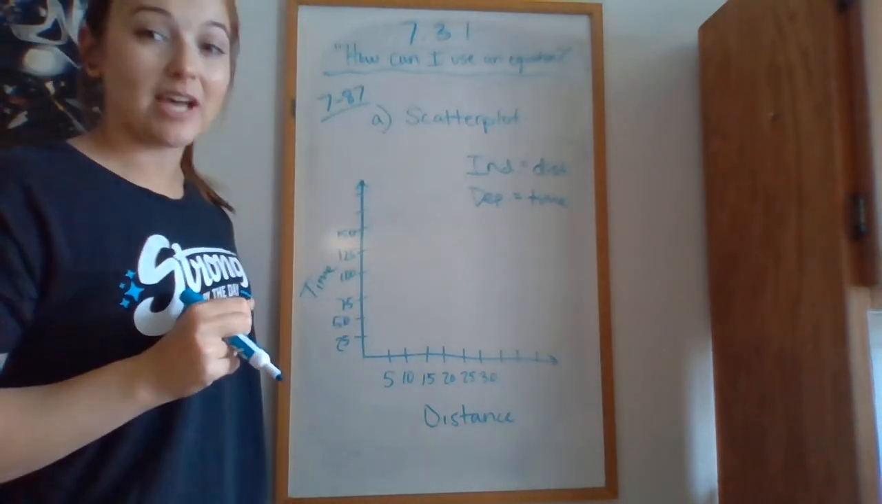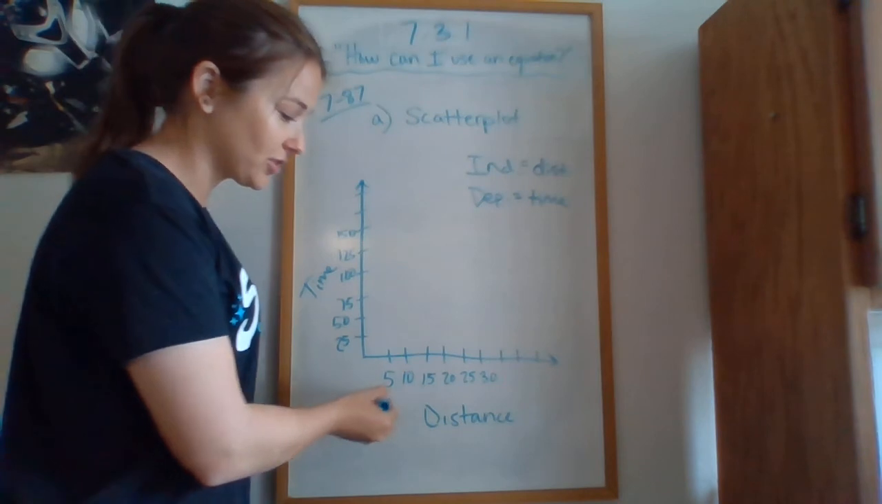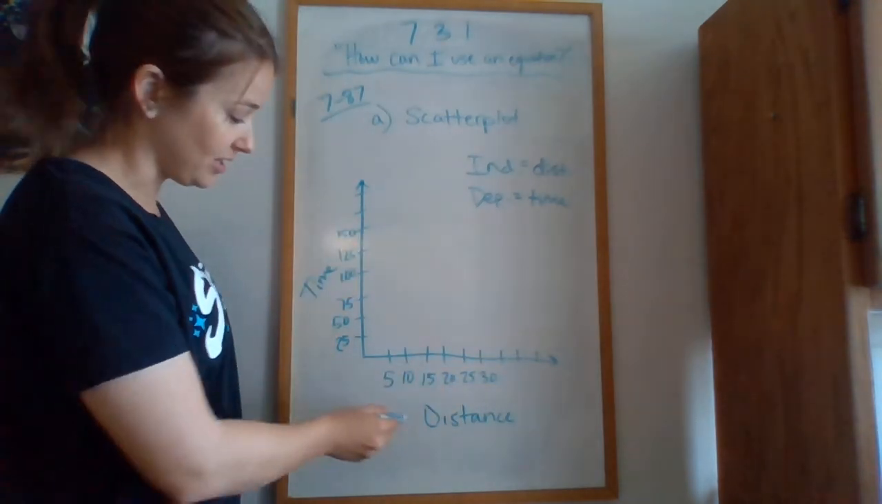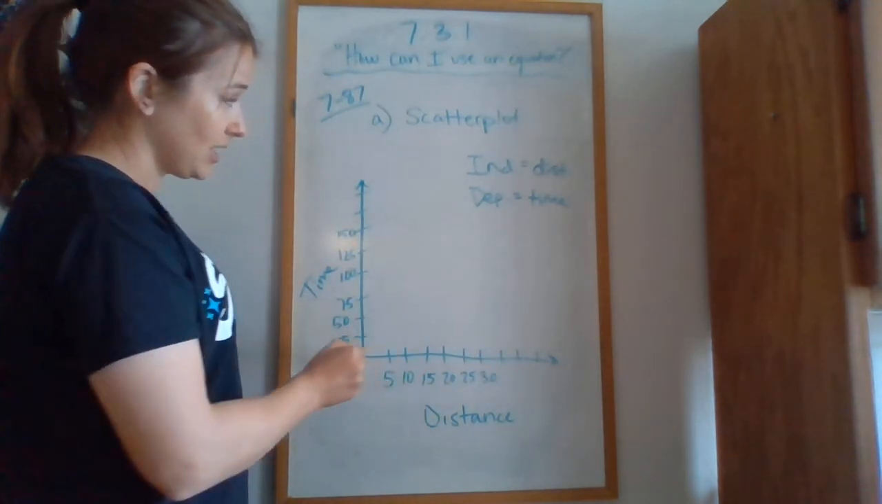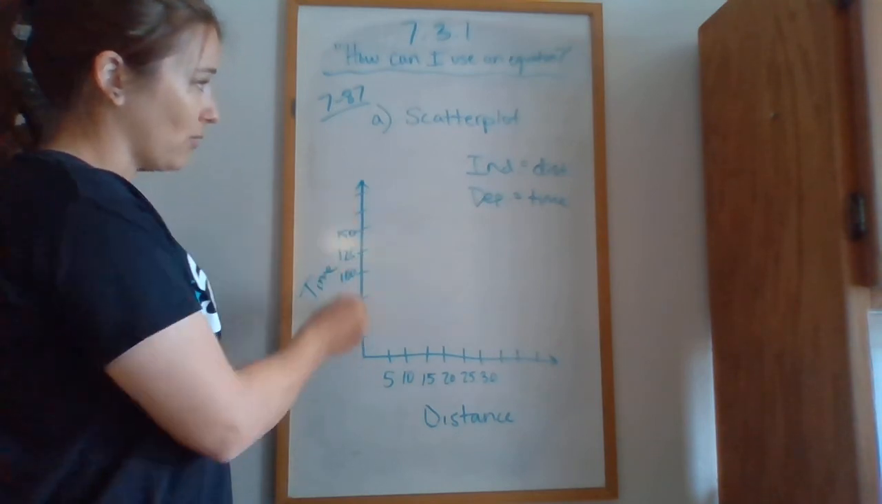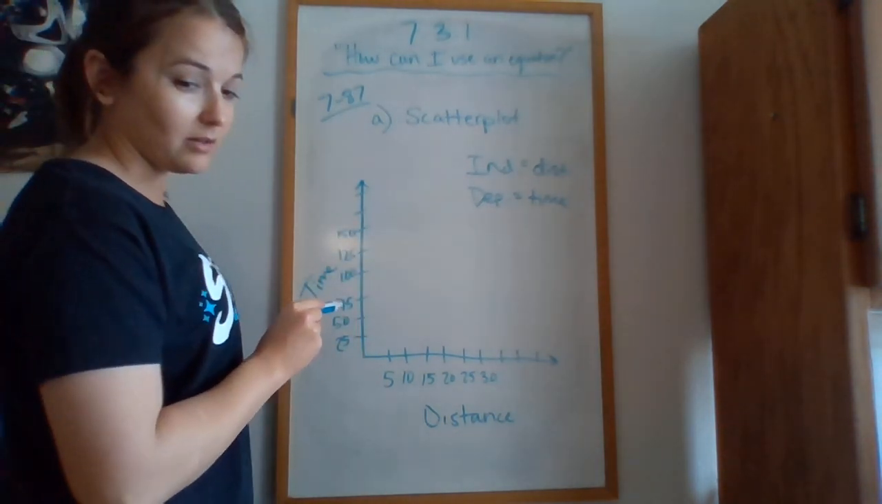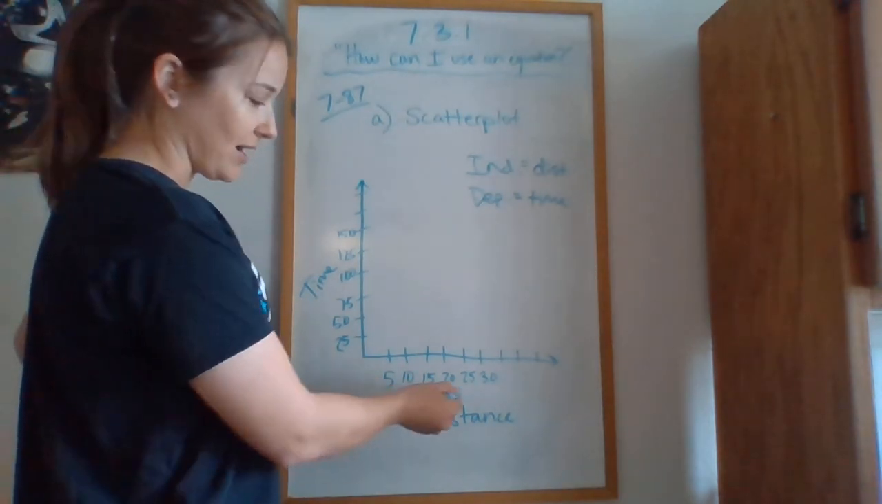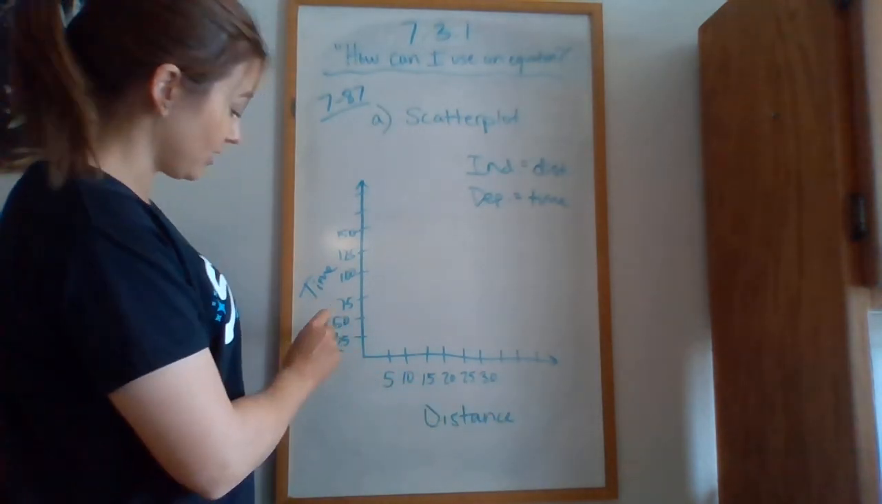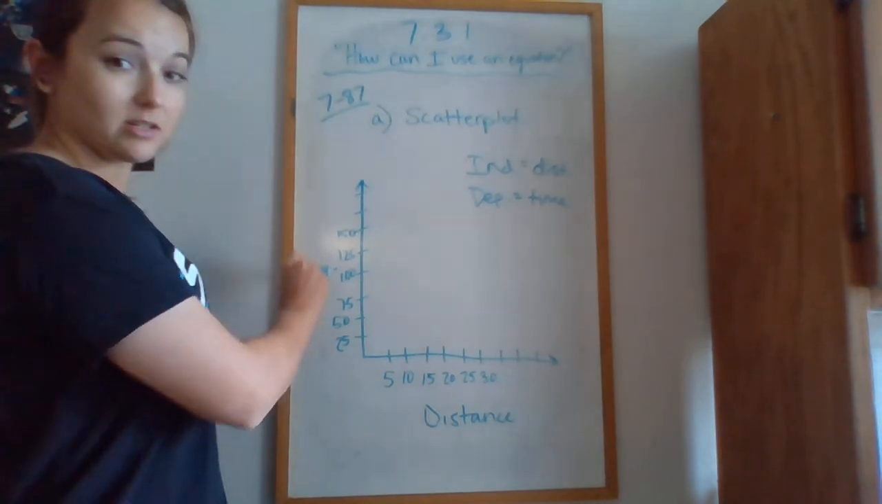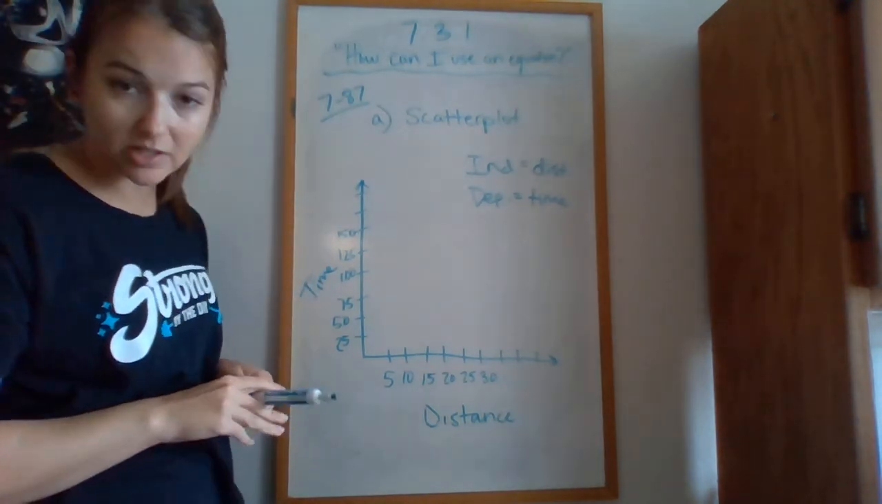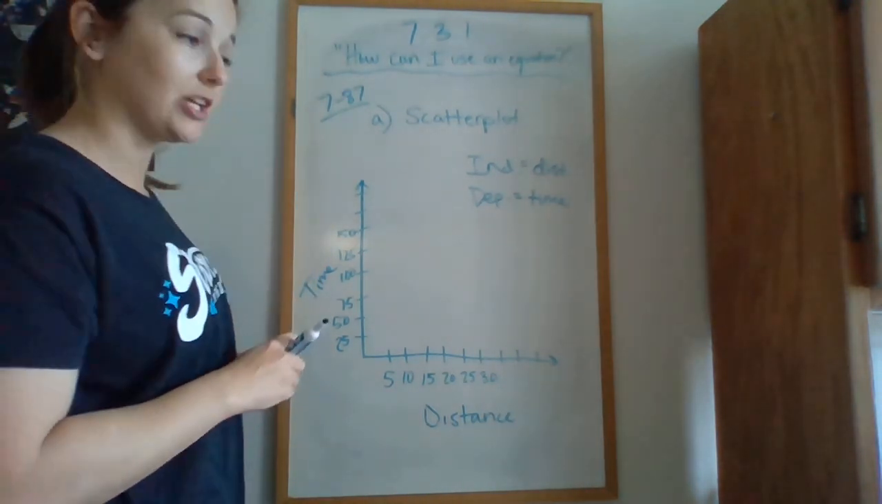and now it says to make a scatter plot, and this is all part B still. So here's my graph that I started. I did distance on the X, and I did time on the Y. And then on the X, I went by 5s up to 30. And then on the Y, I went by 25s up to 150. Hopefully you can kind of see that.